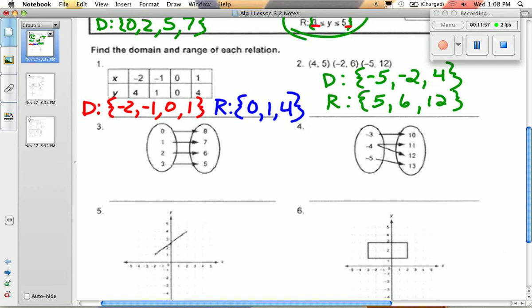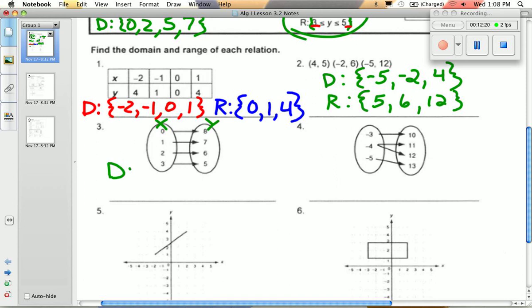How about number 3? Now it's a mapping diagram. We have to give the domain and range. How many ordered pairs are there in that one? 4. Okay. Which oval represents the x's? The one on the left. The one on the left will always, because remember the one on the left in an ordered pair is always x. So that's going to be x, this is going to be y.